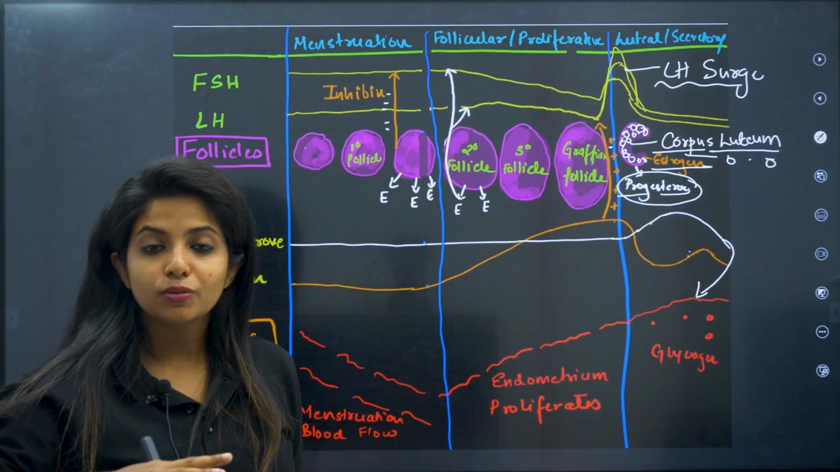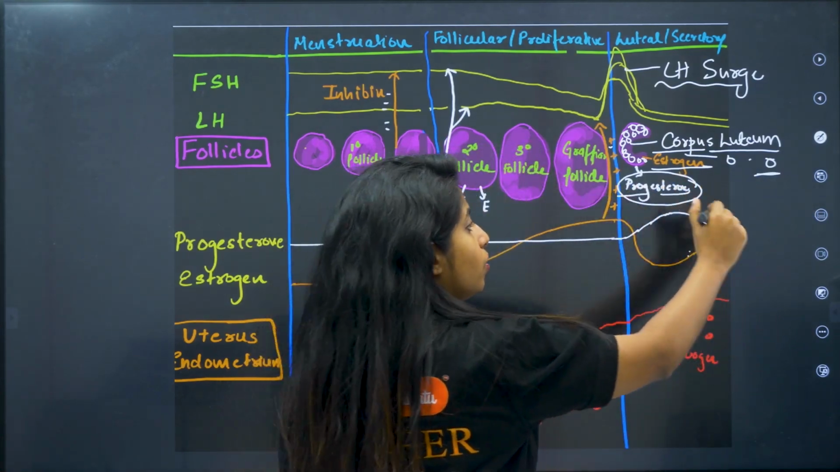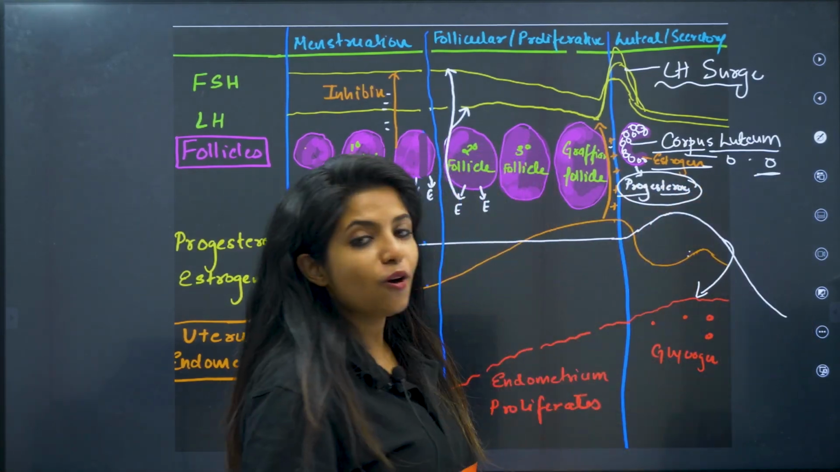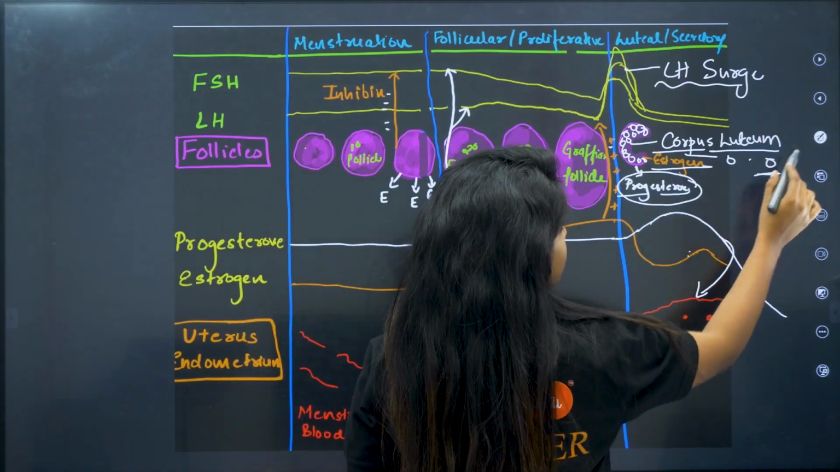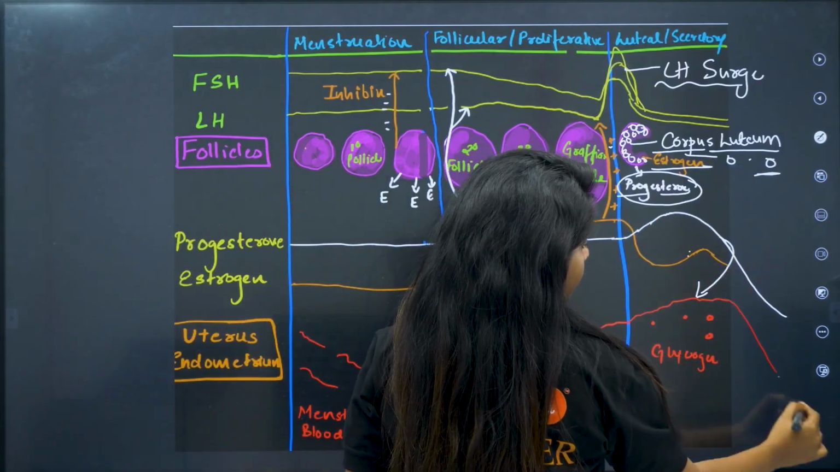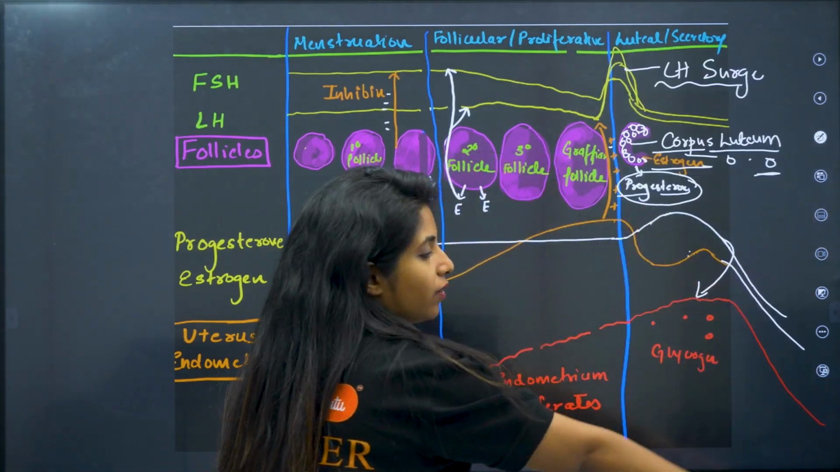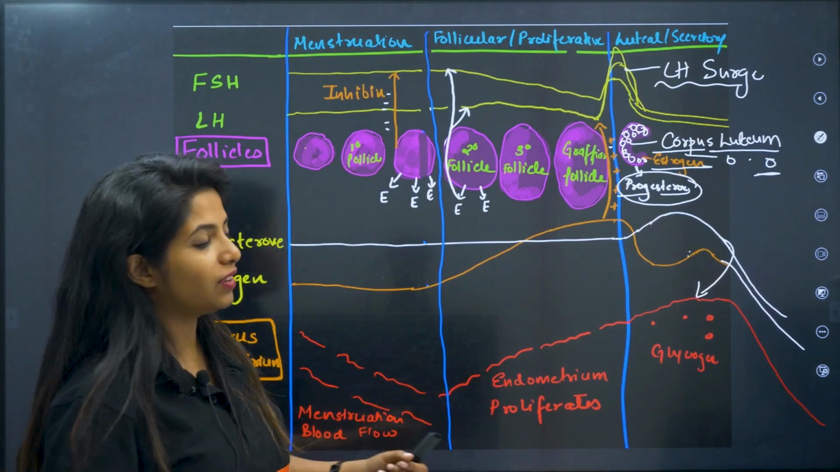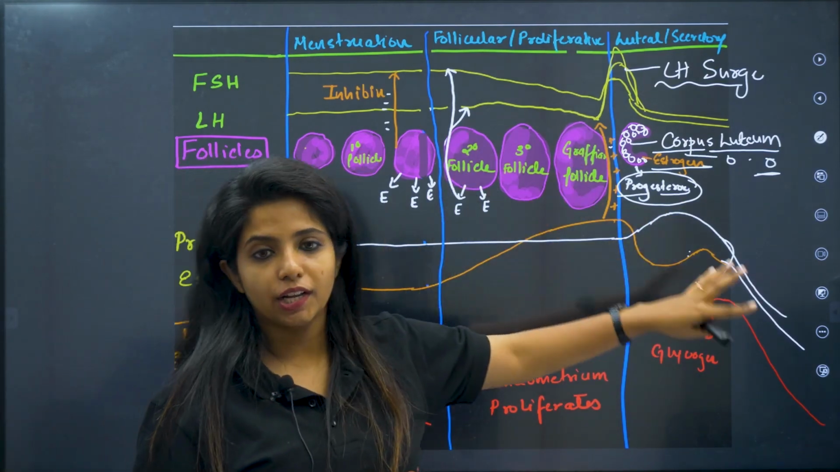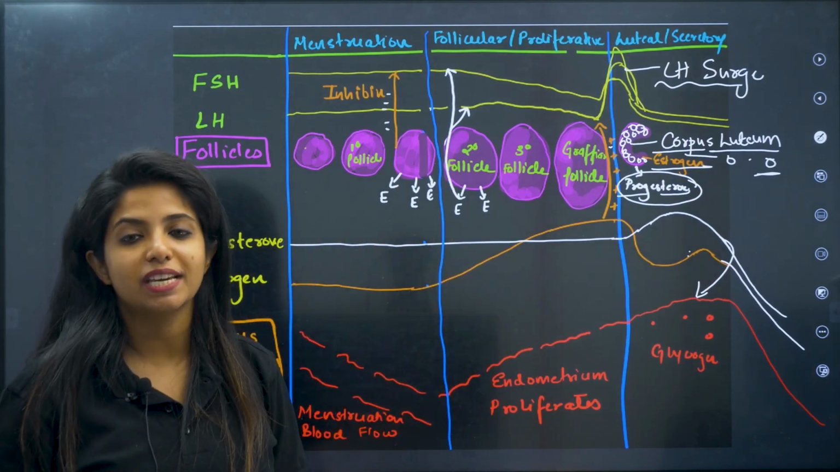Now if this corpus luteum slowly dies, what will happen? The amount of progesterone will also go down. If the amount of progesterone goes down, what will happen? The endometrium layer that they made together will also go. Estrogen will also obviously be down. And what will happen? The menstrual flow will happen again. So this is the whole cycle. We had one menstrual flow and then comes another menstrual flow. This total thing is almost 28 days.